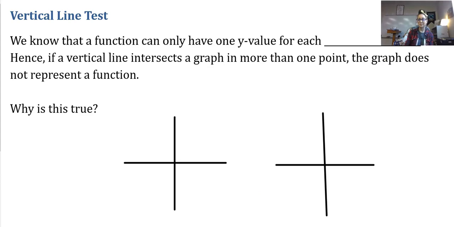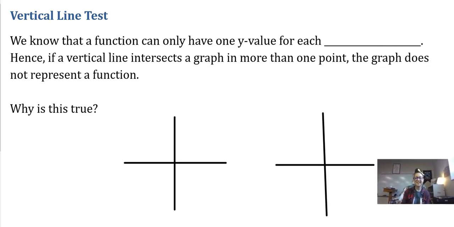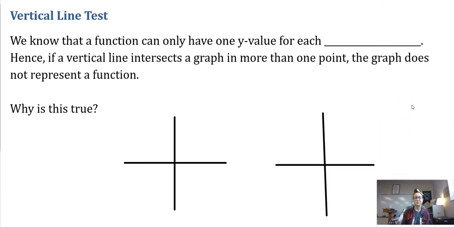So let's first remind ourselves about the vertical line test. You don't need to write anything down yet, but we know that a function can only have one y value for each x value, right? So let's write that. That's how we define a function. If a vertical line intersects a graph in more than one point, then the graph doesn't represent a function.